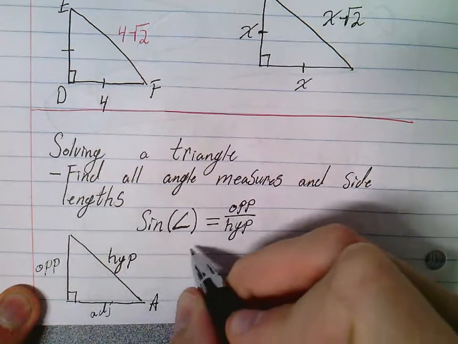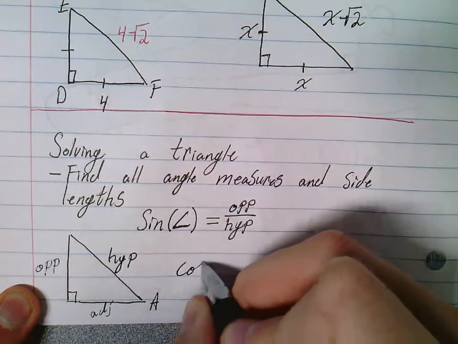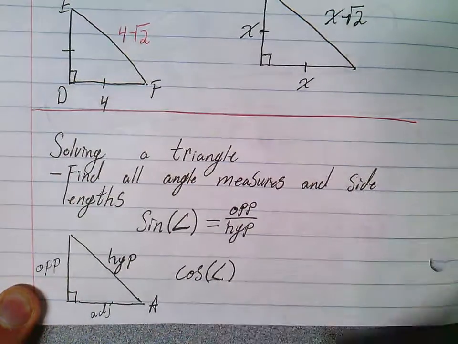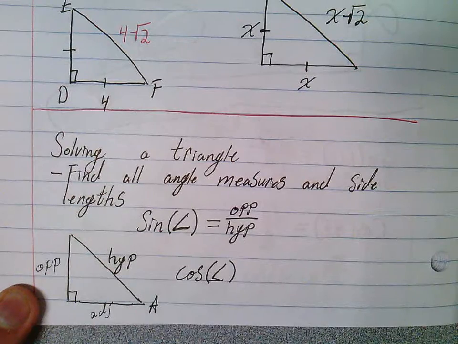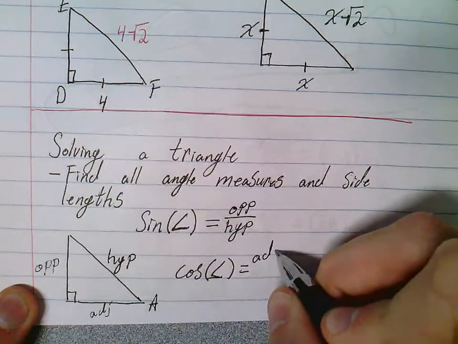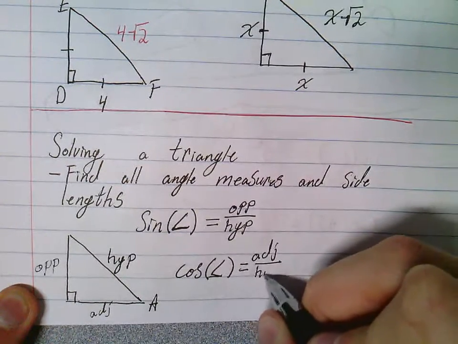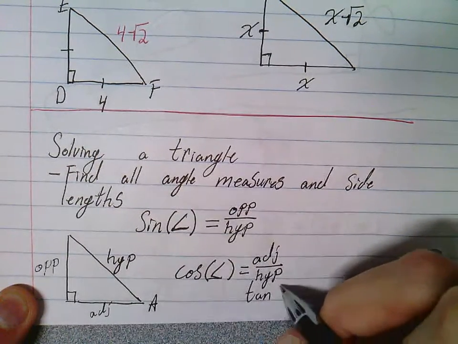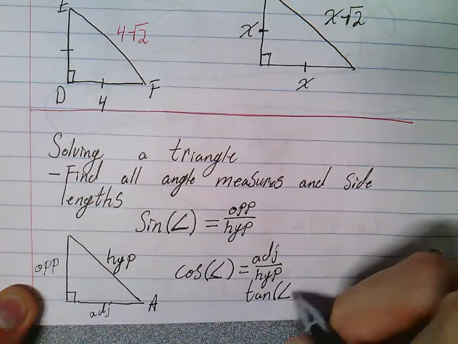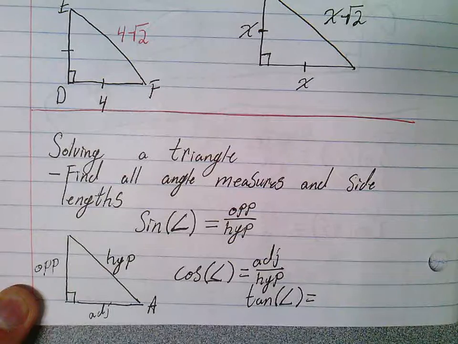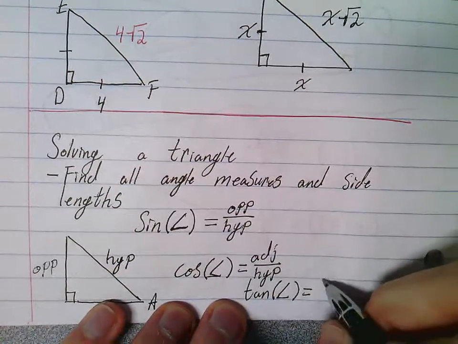What do we know about the cosine of an angle? Adjacent over hypotenuse. And then we've also got the tangent of an angle. And what is the tangent of an angle? Good. Opposite over adjacent.